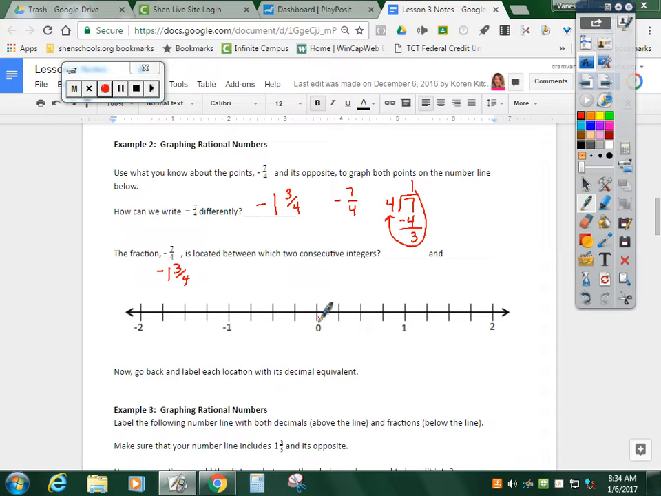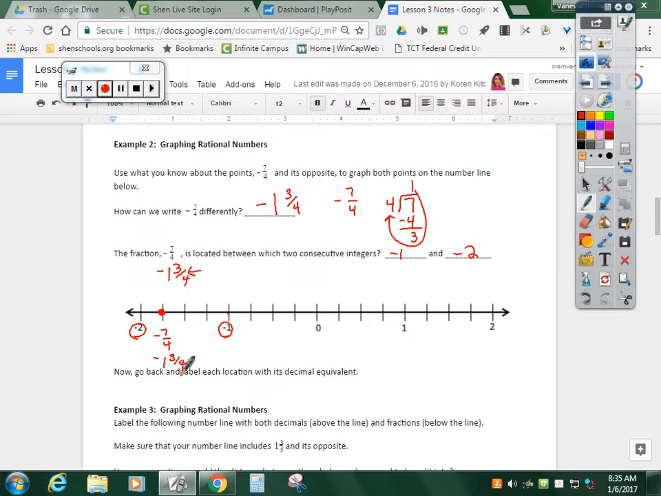So if you start at 0 and you go down 1, it's going to be in between these two numbers because you have to go down 3/4 more. So it's going to be in between -1 and -2 because they want me to go down 1 from 0 and an additional 3/4. Down 1 and 1, 2, 3 out of 4 sections. This is where -7/4 or -1 and 3/4 is going to be located.